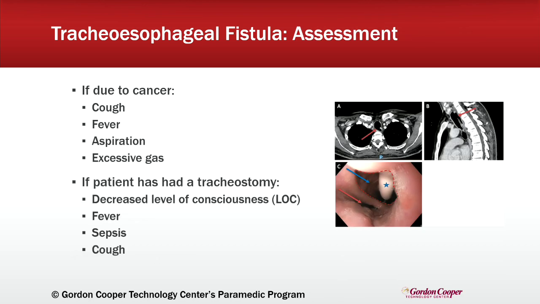If the fistula is due to cancer, they might be coughing a lot, and the fistula could cause a persistent cough. They could have a fever, which is a sign of infection or inflammation. Aspiration is really the big one that we're worried about. It means that food or liquid that was supposed to go to the stomach is now going to the lungs, which can cause some serious problems like pneumonia and maybe even lead to sepsis. They also might have a lot of gas, which can cause bloating and discomfort.